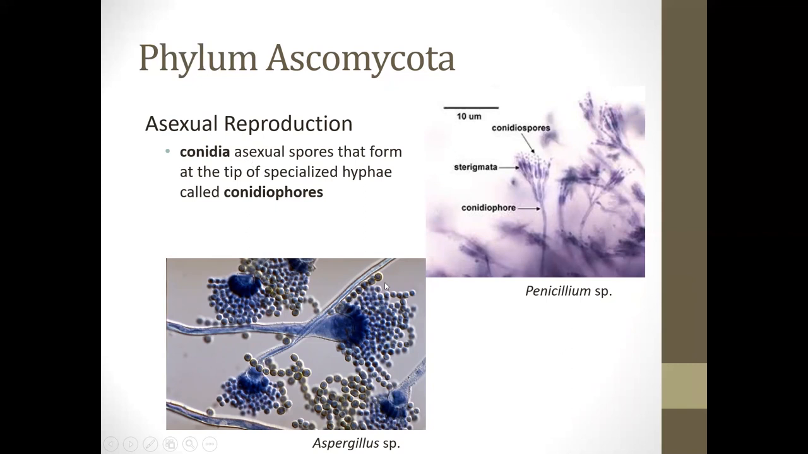So here are 2 examples of conidiophores. This is one found in Aspergillus, which is a specific genus of fungi. Here are your conidia on top of the conidiophore, which is the specialized hyphae. And here's another example with Penicillium, which is the one that's responsible for making penicillin. Here's your conidiophore growing upwards with your conidia on top. So just make sure you can identify these asexual structures under a microscope.